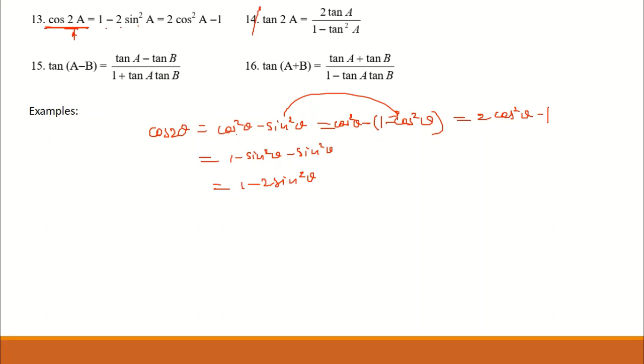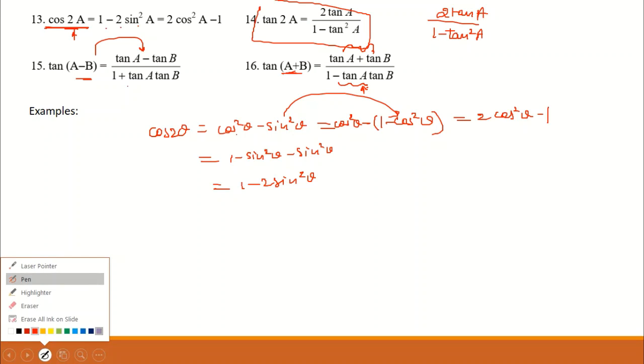Now coming to tan 2A, that is 2 tan A upon 1 minus tan square A. Tan(A plus B) is tan A plus tan B upon 1 minus tan A tan B. Tan(A minus B) is tan A minus tan B upon 1 plus tan A tan B. Look at the identities. I'll give you a short trick to learn these formulas.